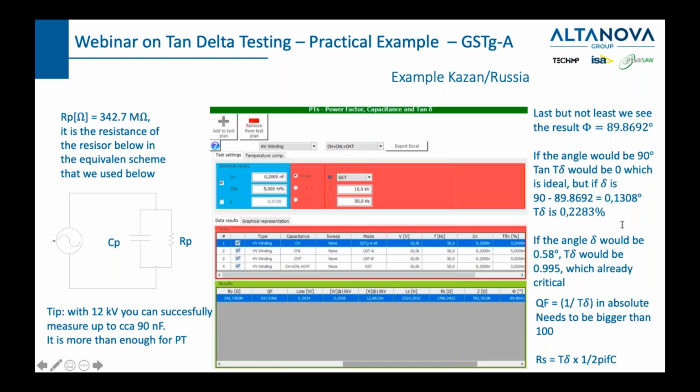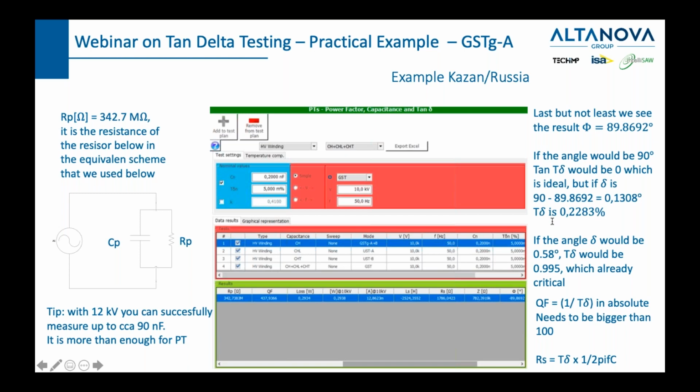But the suggestion is to start testing your transformers regularly, and that way you will be able to create a database which will give you a much better overview. Trending is very important when it comes to assessing the state of insulation of primary equipment. So if you can trend or do a measurement over time, that would be the best solution.